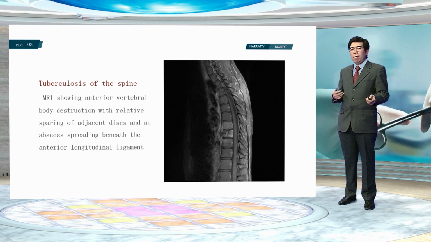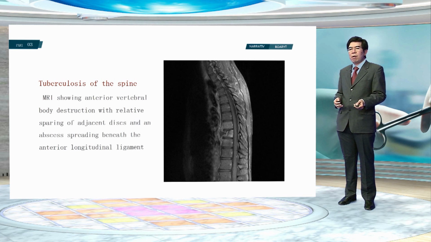And the tuberculosis of the spine. Look at this MRI. It shows the anterior vertebral body destruction with relative sparing of adjacent discs and an abscess spreading beneath the anterior longitudinal ligament.